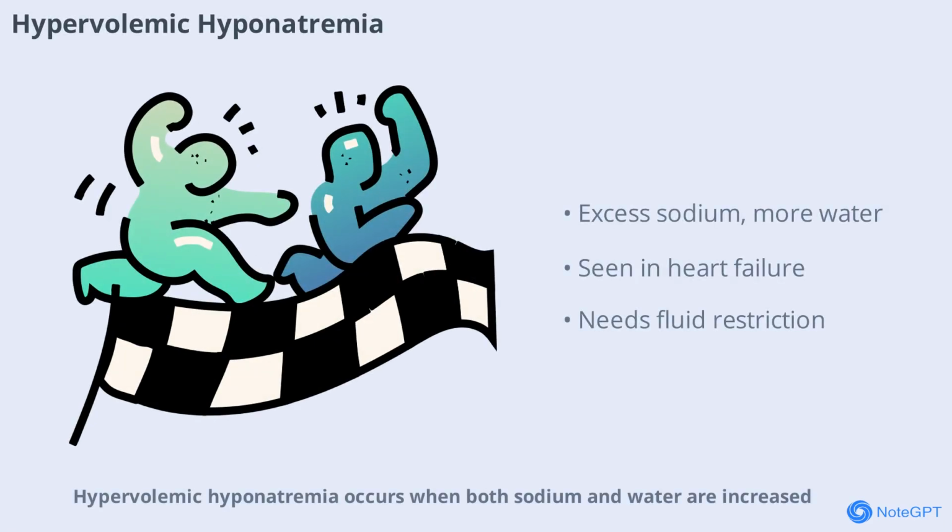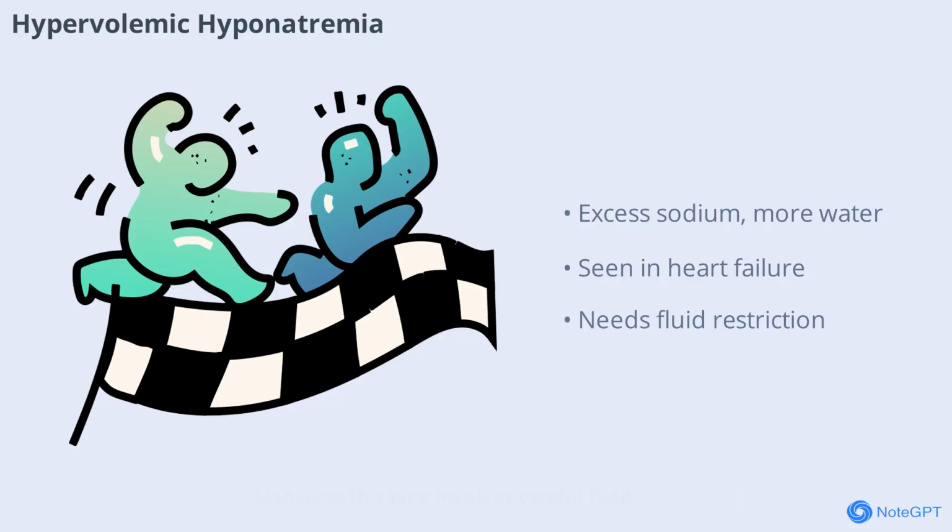Hypervolemic hyponatremia occurs when both sodium and water are increased, but water retention is even greater. This is typically seen in heart failure, cirrhosis, or advanced kidney disease. The excess fluid leads to swelling and can worsen underlying conditions. Managing this type involves careful fluid restriction and addressing the primary disease process.